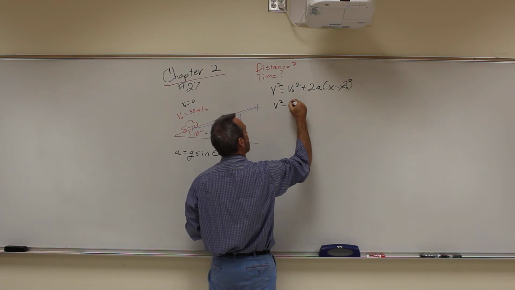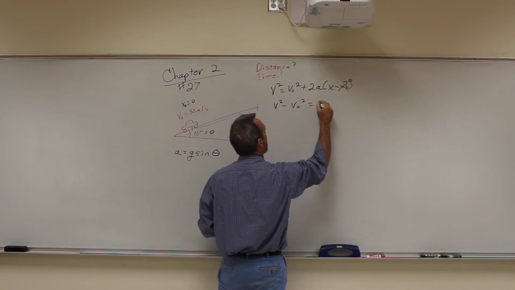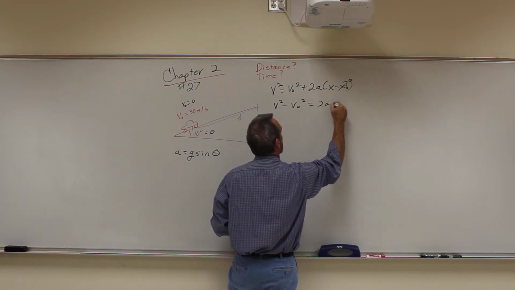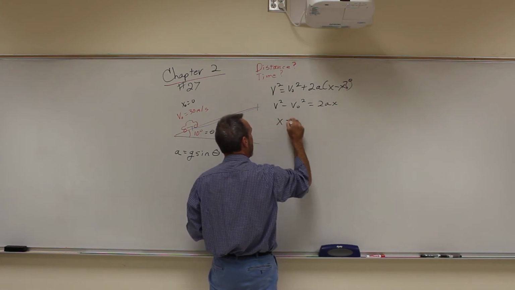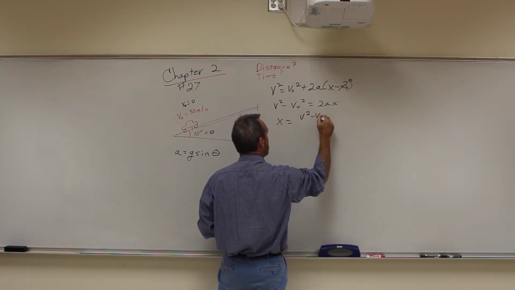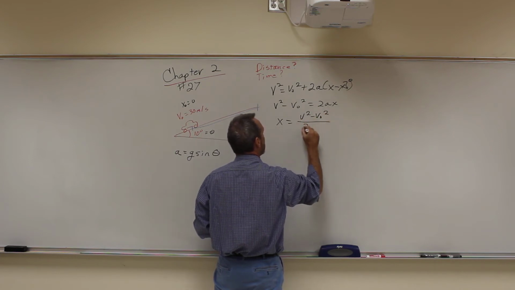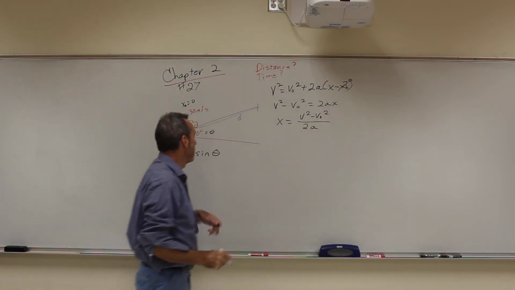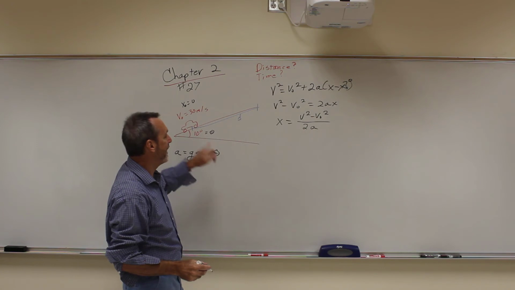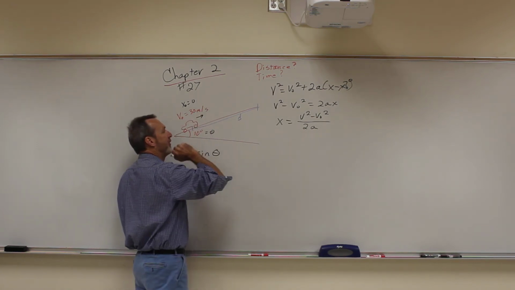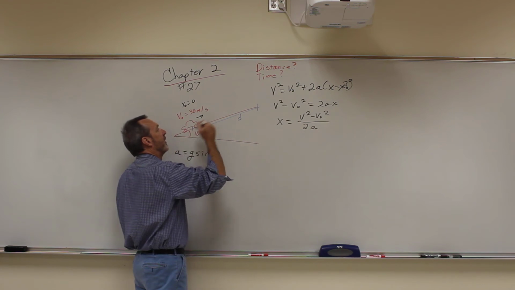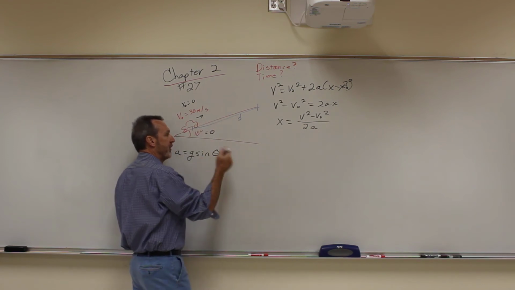I'm going to subtract the v0 squared. And I'm solving for x, so I'm going to divide both sides by 2a. I'm going to get x is equal to v squared minus v0 squared over 2a. But remember, a is g sine theta. But I've got to be careful. If I'm making this positive, meaning it has a positive initial velocity, then acceleration is in the negative direction.